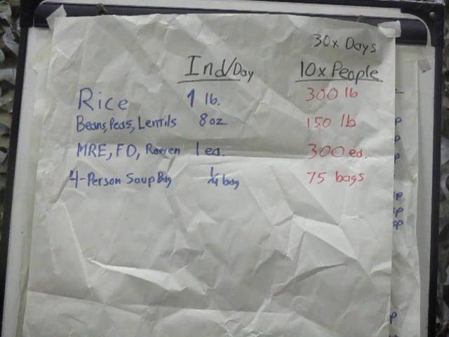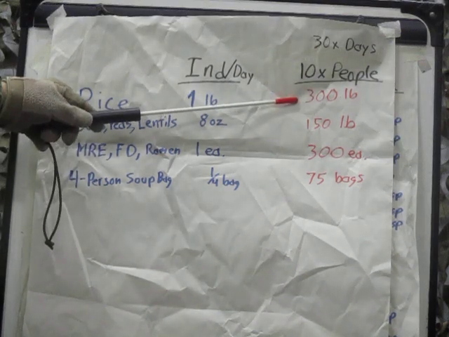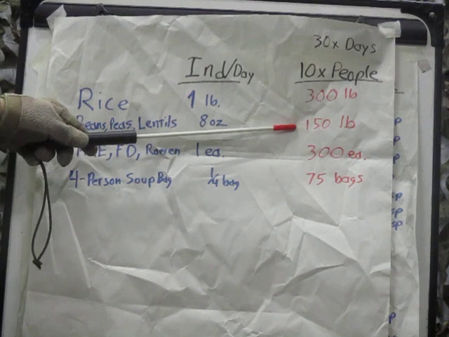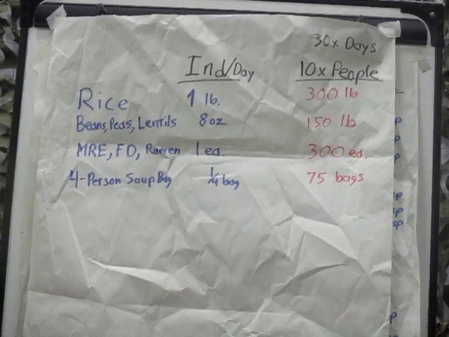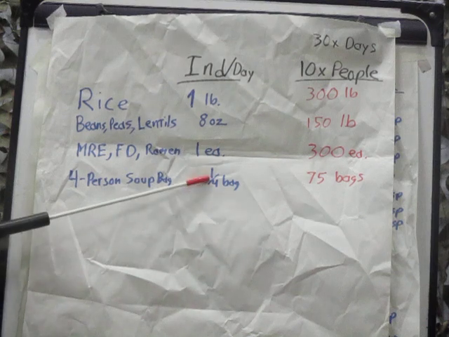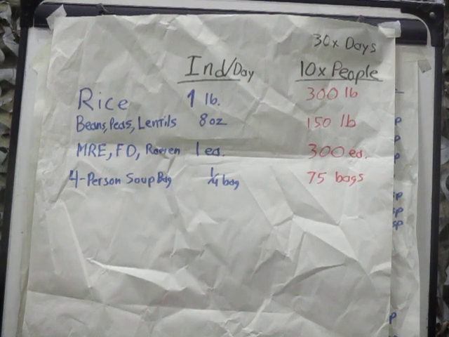When you break that down for 10 people, a number that's easy to calculate with, for 30 days, that comes out to 300 pounds of rice, 150 pounds of peas, beans, or lentils, 300 MREs, freeze-dried pouches, or ramen packs, and 75 bags of soup. And on that soup, that is just for having it at 1 meal each day. If you plan on 2 meals a day, it's 150 bags per 10 people per 30 days.